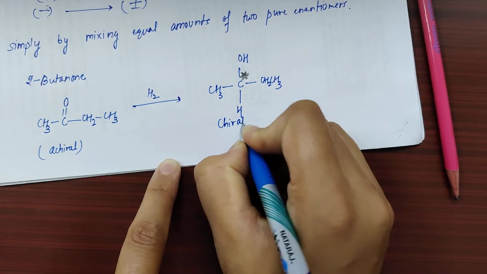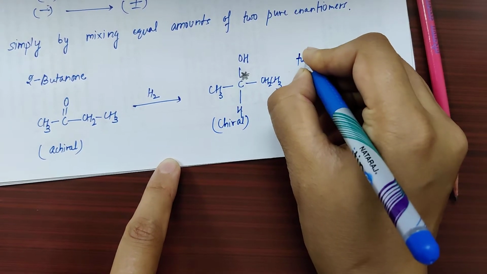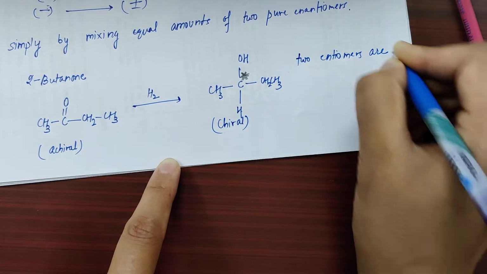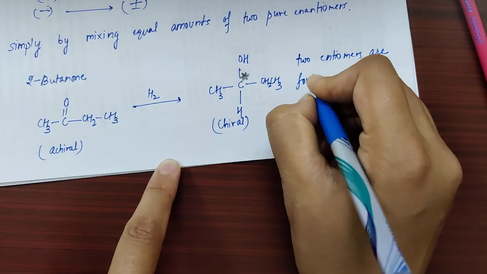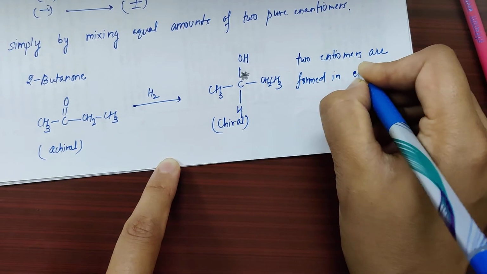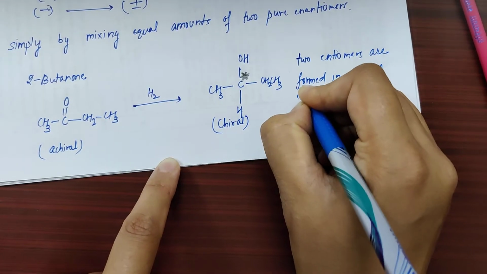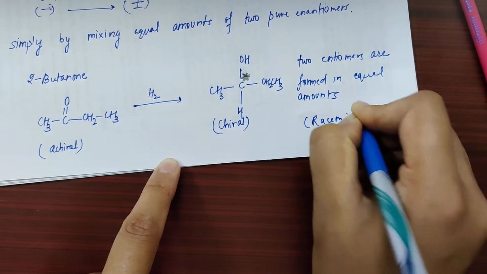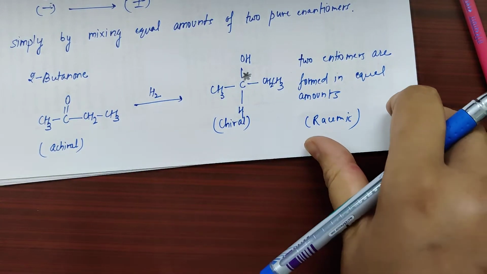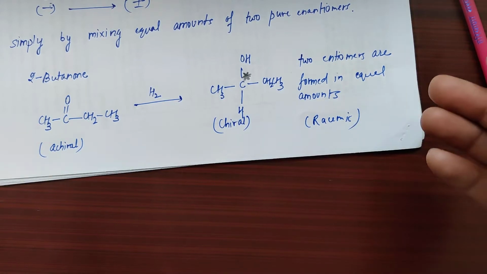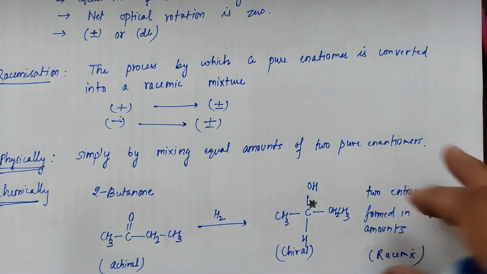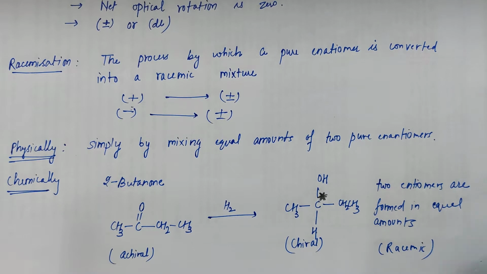This is a chiral molecule and two enantiomers are formed in equal amounts. So it is a racemic mixture. Okay, this example that I have given you is only for those reactions which do not have any enantioselectivity.